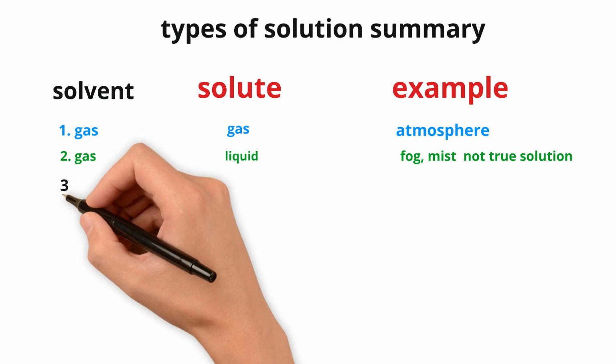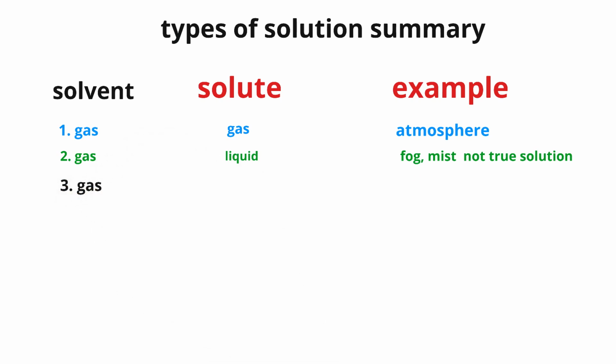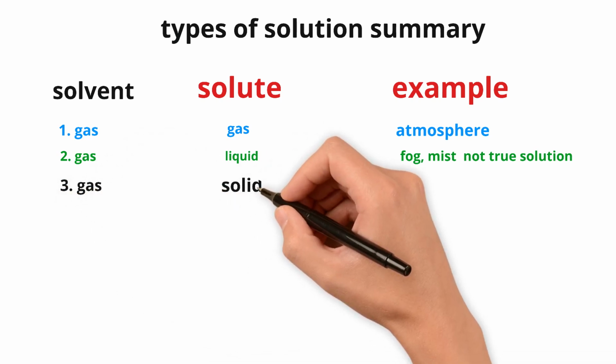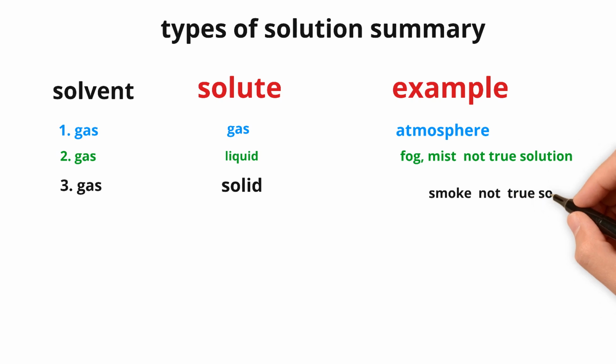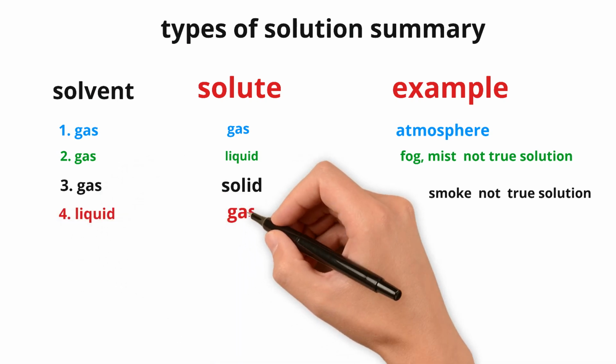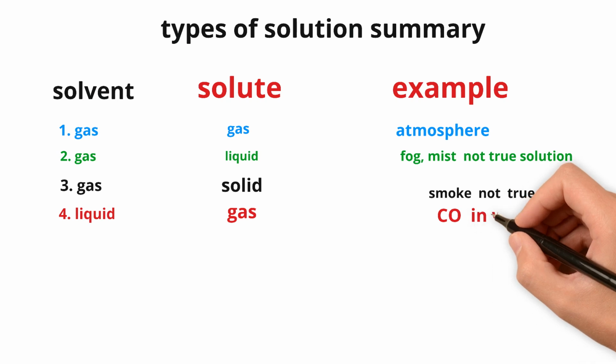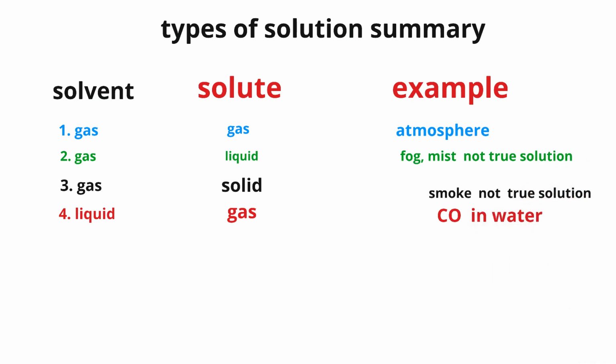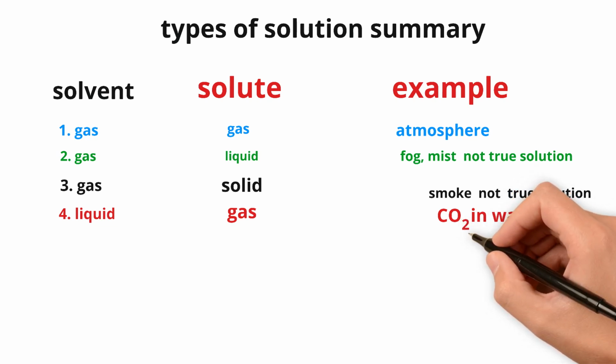Third, the solvent is gas, the solute is solid, example: smoke. Again, it's not a true solution. It's an example of a colloidal solution. Fourth, when the solvent is liquid and the solute is gas, example: carbonated beverage. For example, carbon dioxide in water. In general, carbonated beverage, soft drink.